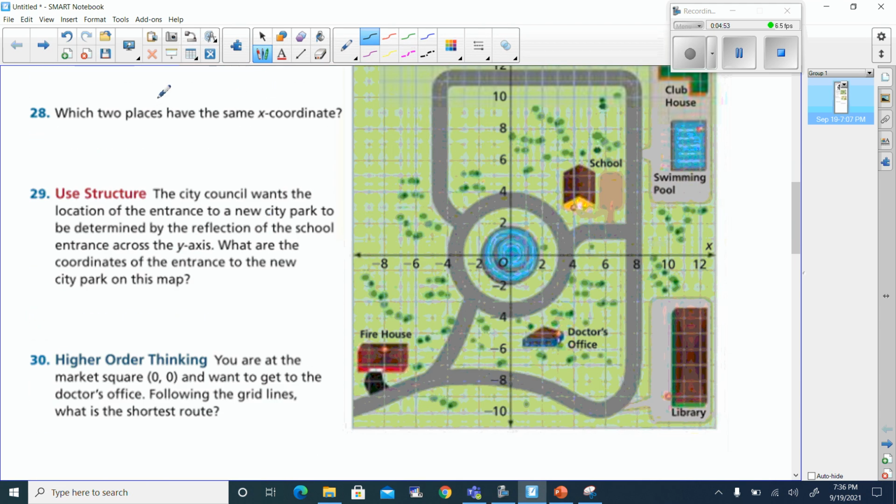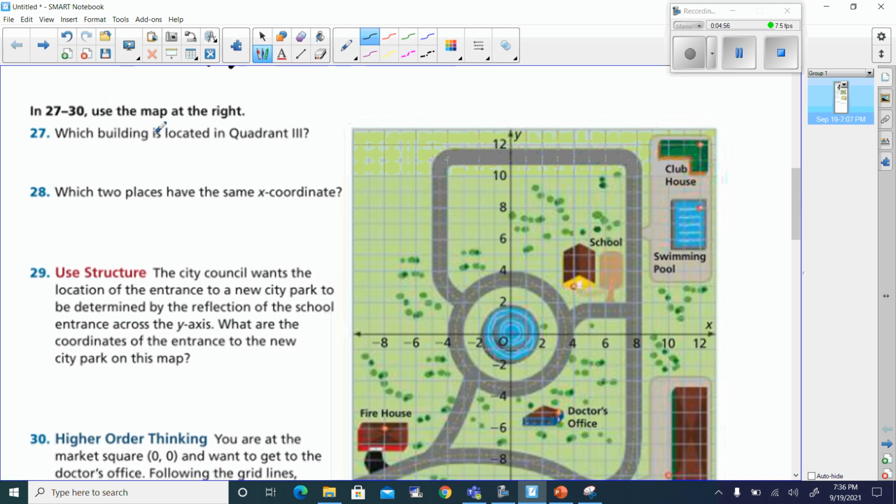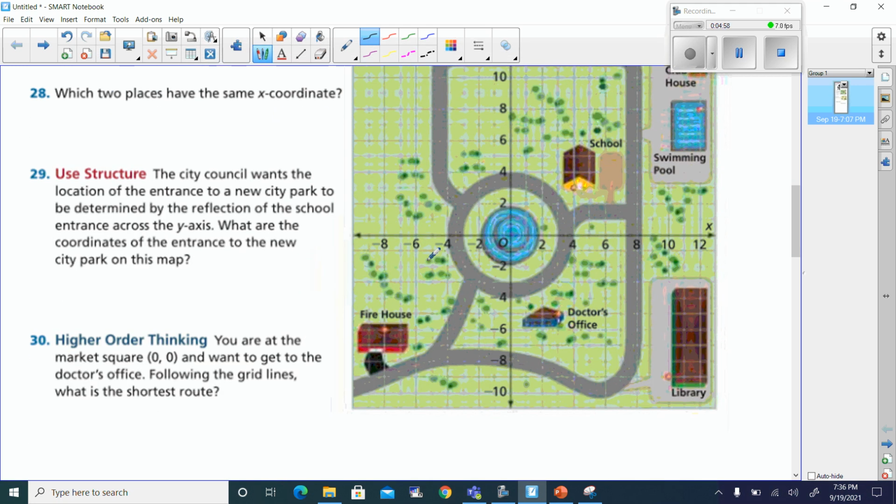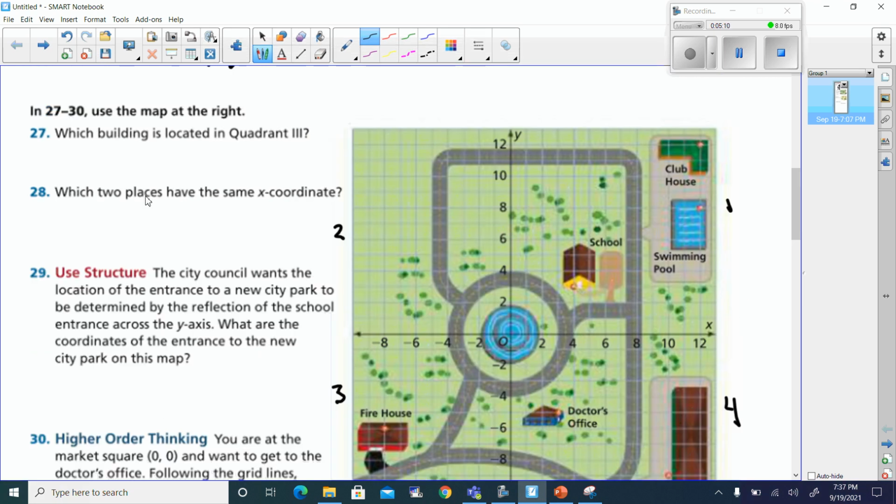Which building is located in quadrant 3? The only building I see in this quadrant, remember, it's 1, 2, 3, and 4. So the only building I see is the firehouse. So I would have to say the firehouse.